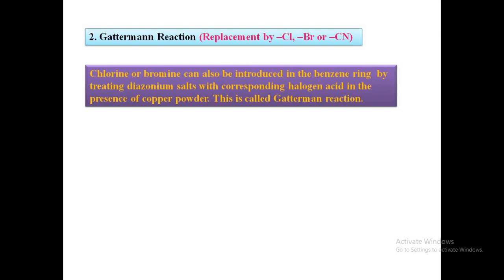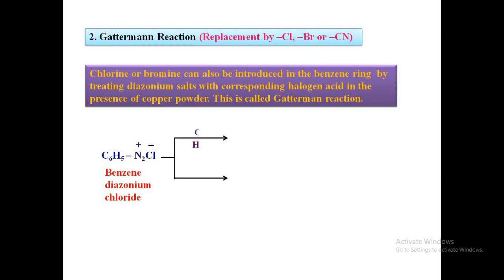Let us consider the reaction when benzene diazonium chloride is reacted with hydrochloric acid in the presence of copper powder. It forms chlorobenzene with the liberation of nitrogen vapors and cuprous chloride.